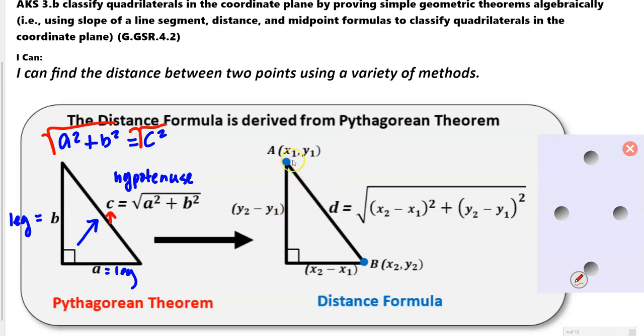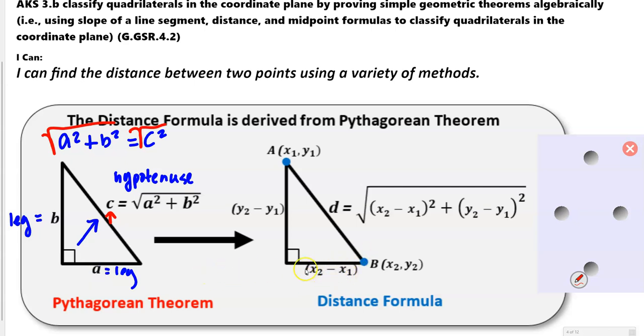Now, the distance formula is a different setup. So what is the distance formula? The distance formula is the square root of the change in x squared plus the change in y squared. This was derived from Pythagorean's theorem. Here again, this is the length. We just have the length here for a. This is how we find the length.